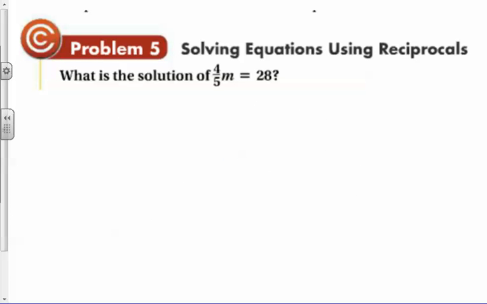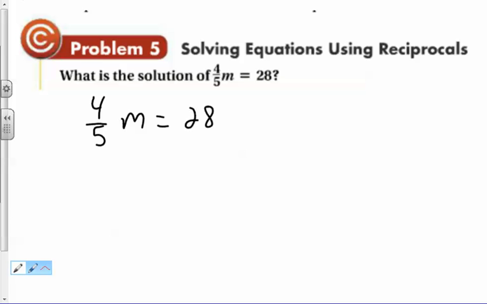Now, this one's a little different. This one you have 4/5 m equals 28. So to solve this one, this is a fraction, but it's not a nice fraction, like 1 over 5 or something like that. So to do this one, all I've got to do is multiply both sides of the equation by the reciprocal.